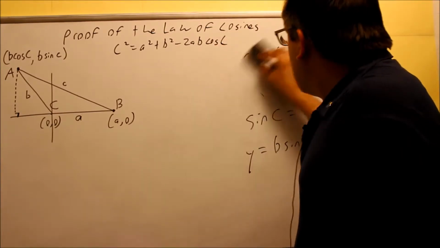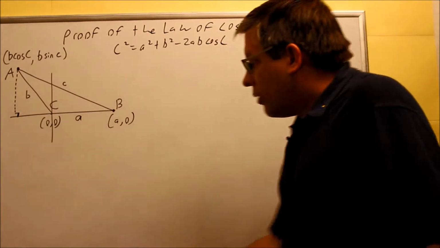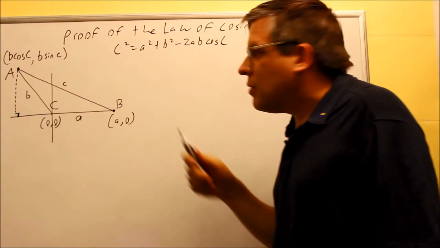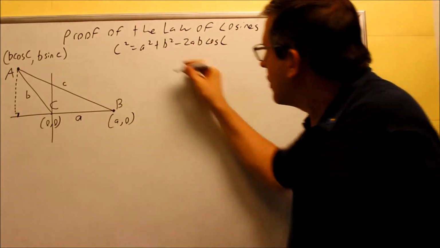So now that I have all that, let's begin the proof now that everything is all set up. What I want to do is find the distance between A and B, and that's going to involve the distance formula. So let's start with the distance formula.